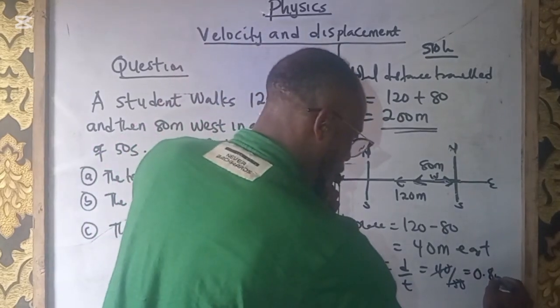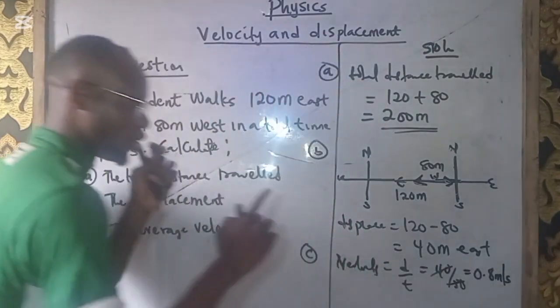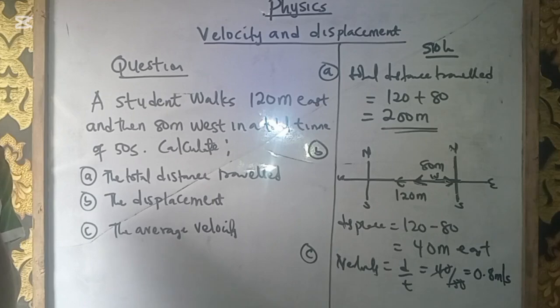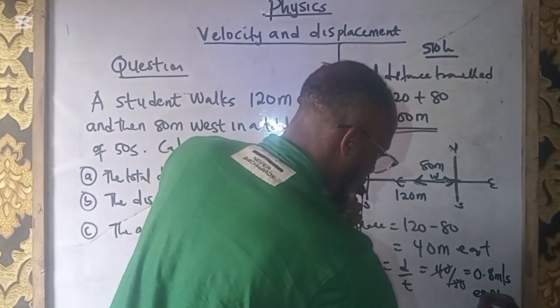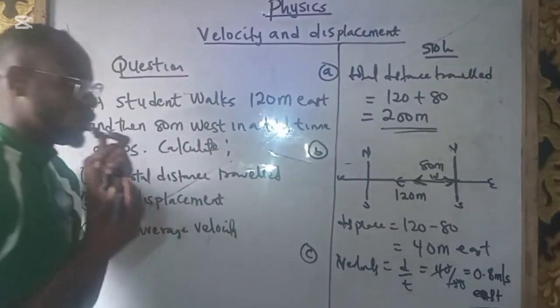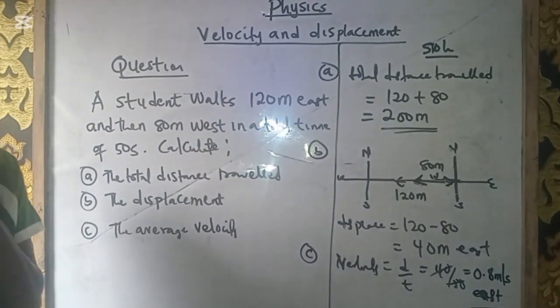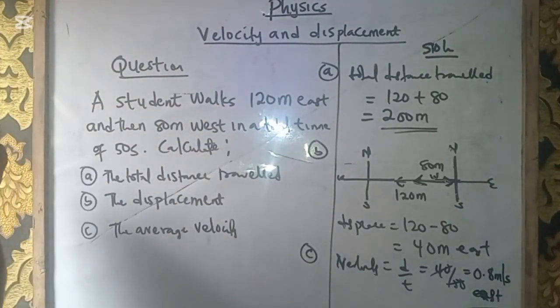Good. Meters per second. Don't forget velocity is also what? A vector quantity, so there must be direction. So velocity takes the direction of displacement, which means it's going to be what? East. That's all. So that will be 0.8 meters per second east. So this is how to solve problems like this.